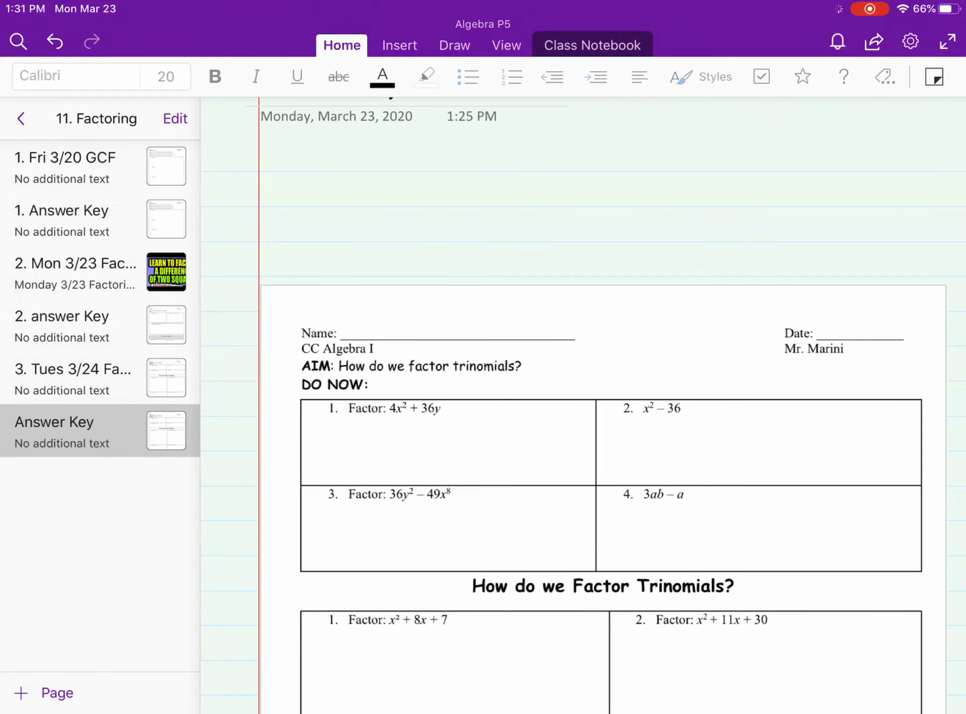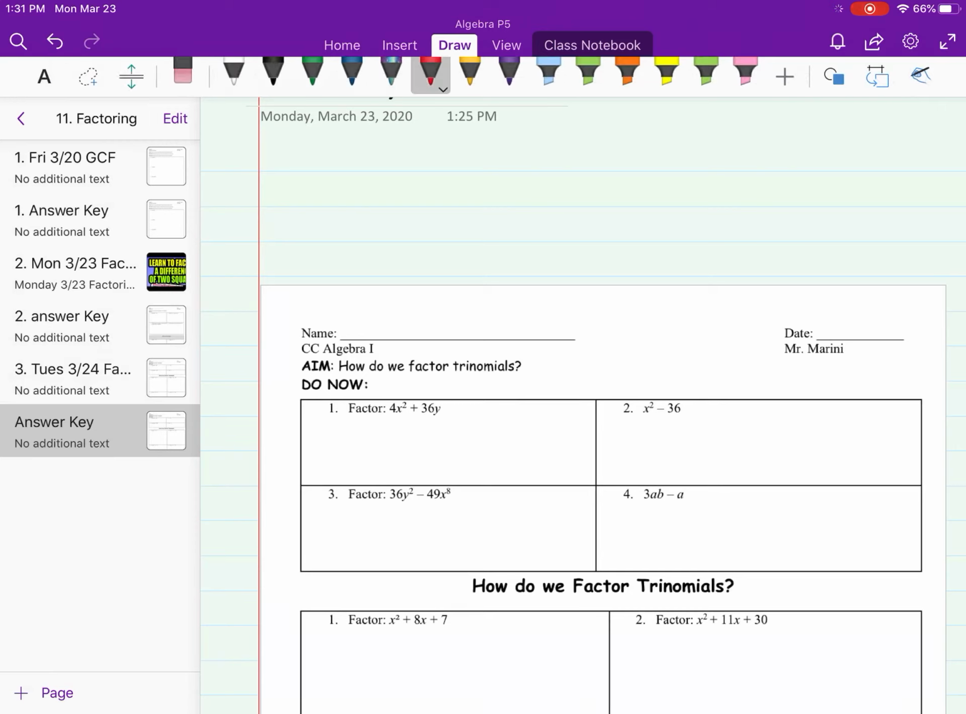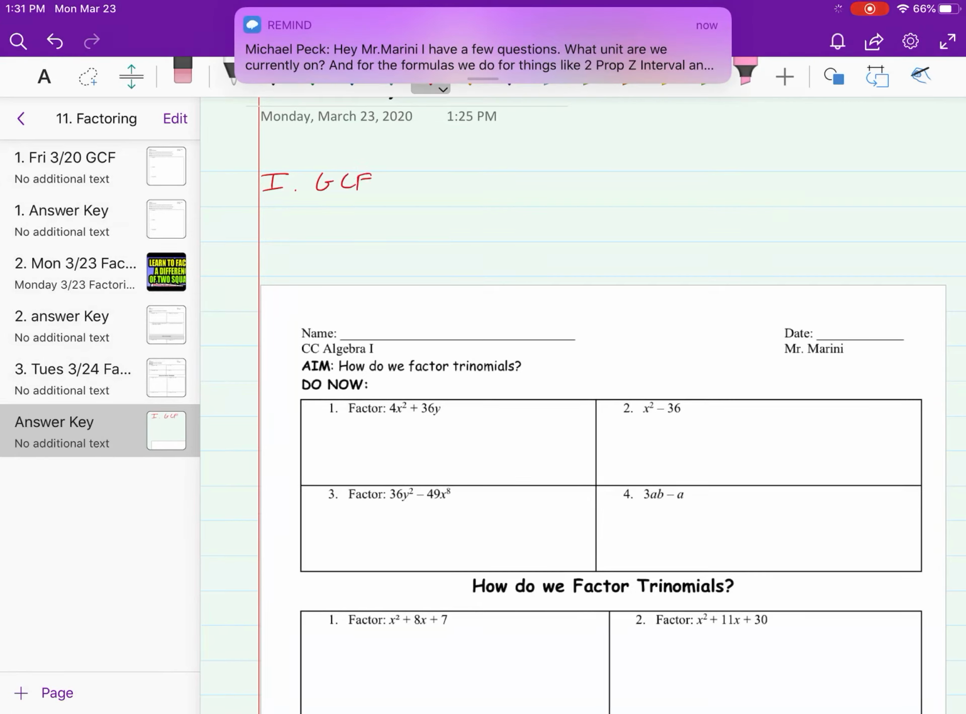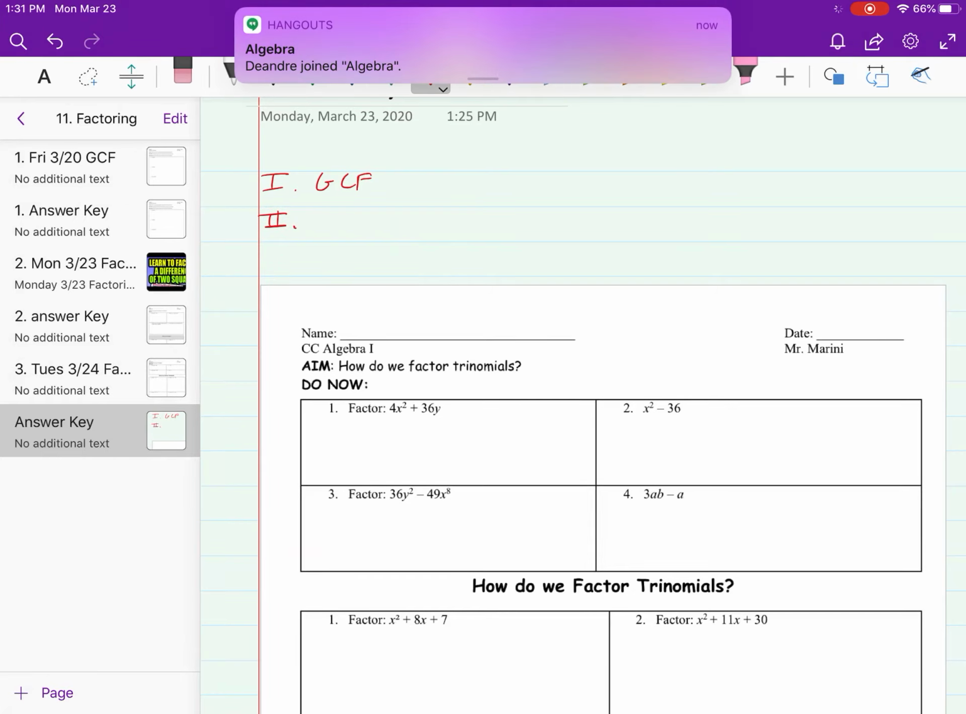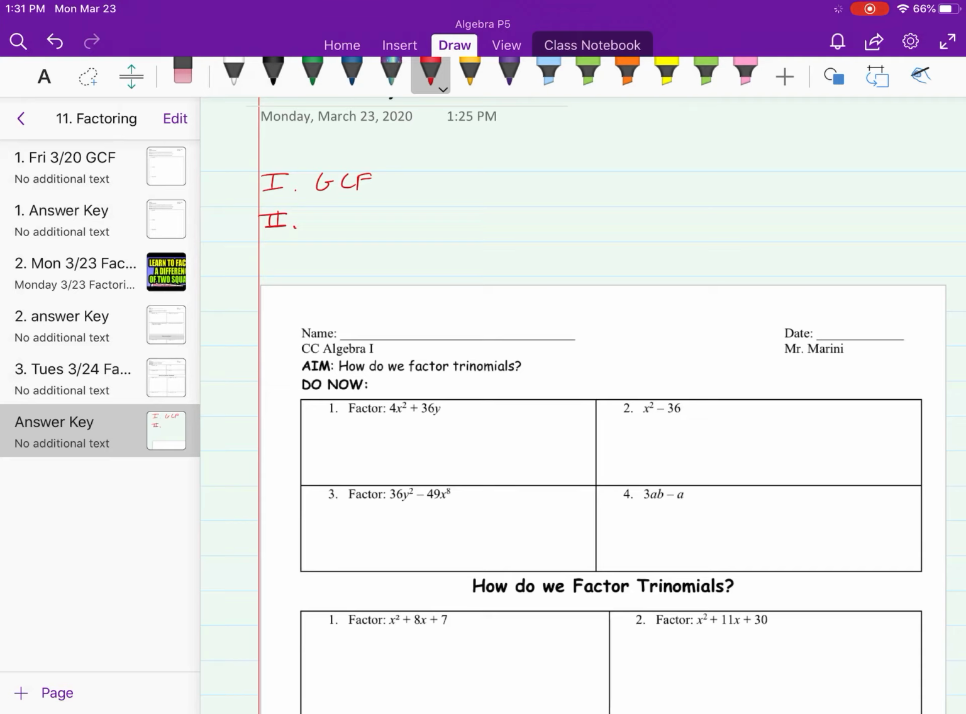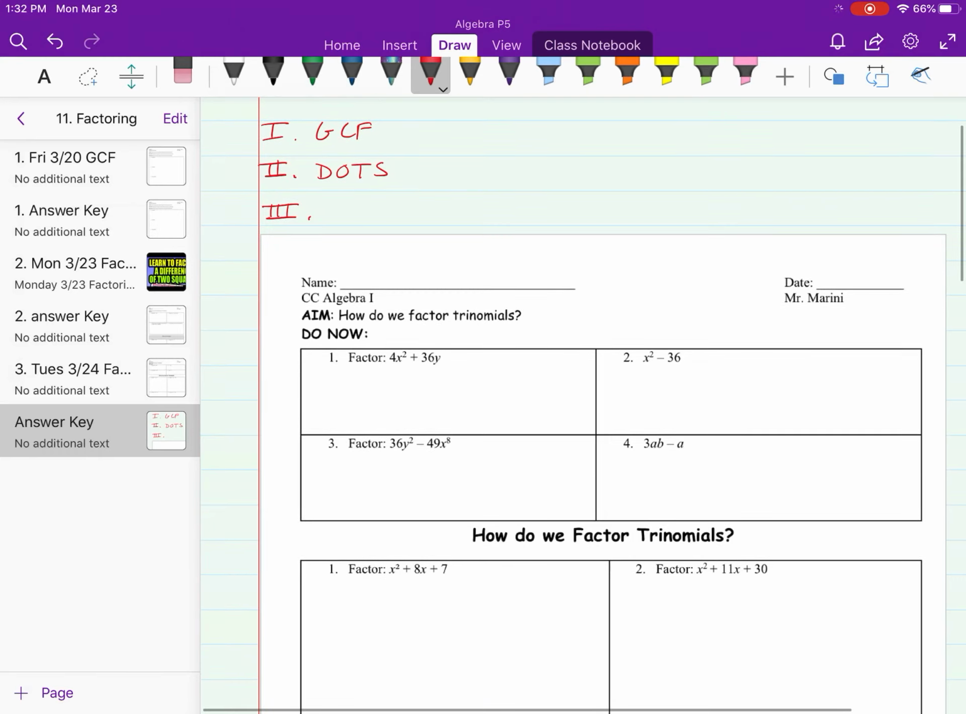So far we have, from Friday, our first way of factoring, which was called greatest common factor, or GCF. Our second way of factoring, which we did today, is called the difference of two perfect squares, or DOTS. And then our third way of factoring, which I'm going to show you in a moment.